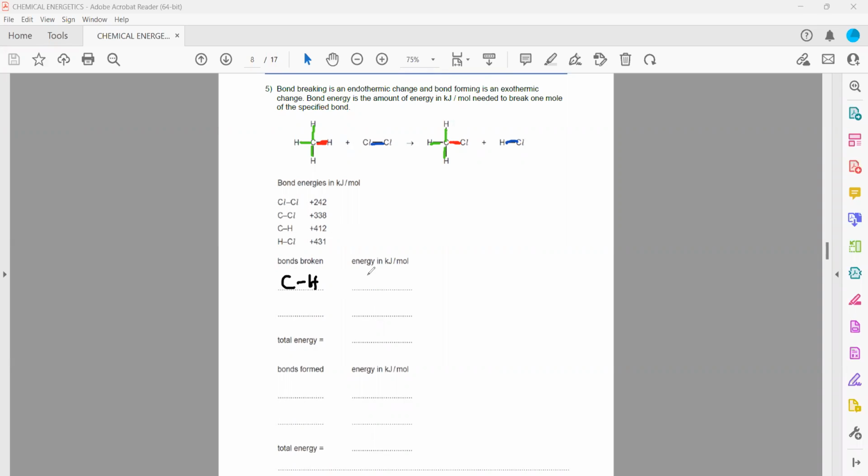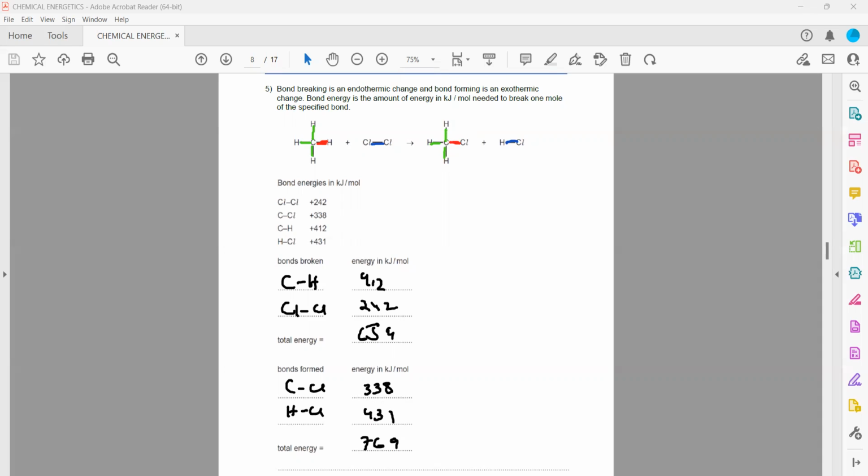So CH is 412 and ClCl is 242. So this was 654. Then bond formed: if I take only CCl, the carbon and chlorine bond, that is 338, and H and Cl is 431. So this will be 769. Then I take the difference between the bond breaking and the bond forming.